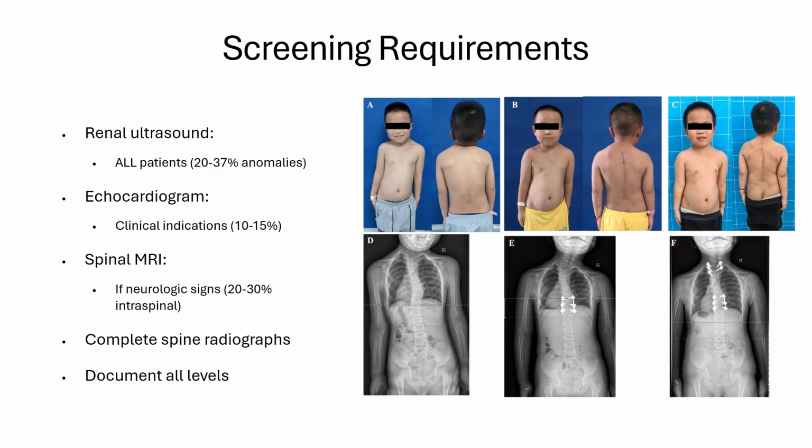Renal ultrasound becomes mandatory for all patients with congenital spinal anomalies because genitourinary abnormalities occur in 20 to 37% of cases. This high incidence reflects the close developmental relationship between the urogenital system and the axial skeleton during early embryogenesis. Think of this screening as recognizing that the same developmental disruption affecting spinal formation likely influenced kidney development simultaneously.